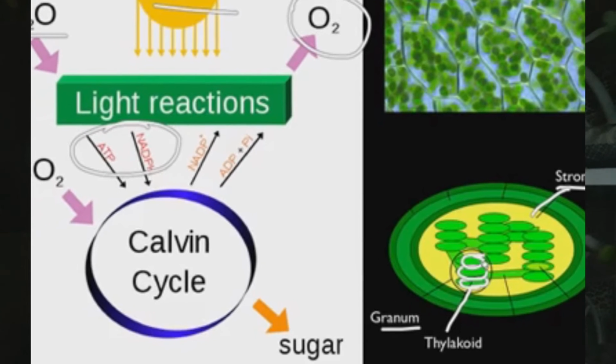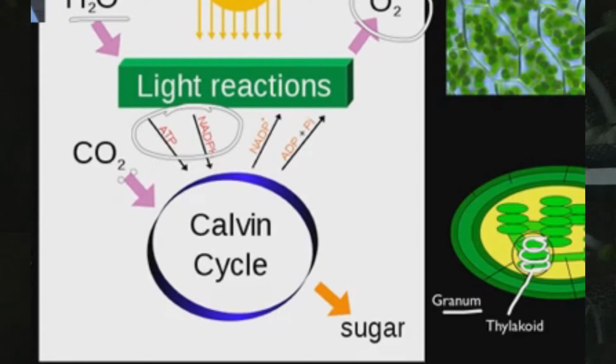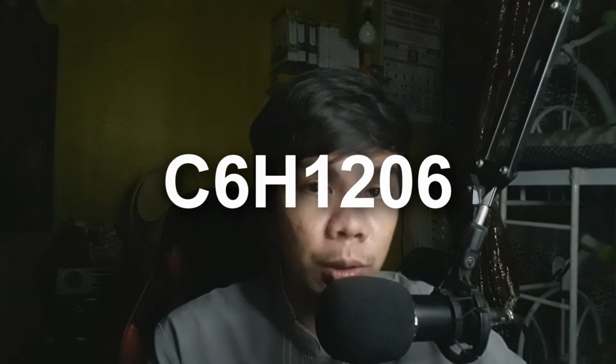In the Calvin cycle, they use the ATP and NADPH, plus they also take in carbon dioxide. As I said, in photosynthesis what you need is sunlight, water, and carbon dioxide. Carbon dioxide is used in the Calvin cycle, and once all of these are combined and synthesized, they use it to make sugar, which is C6H12O6.